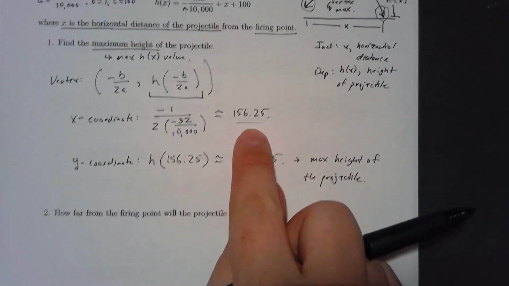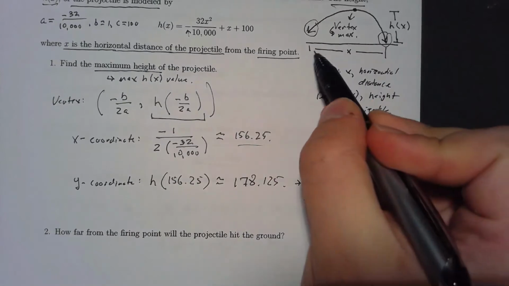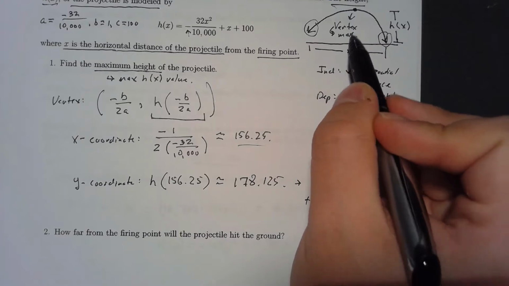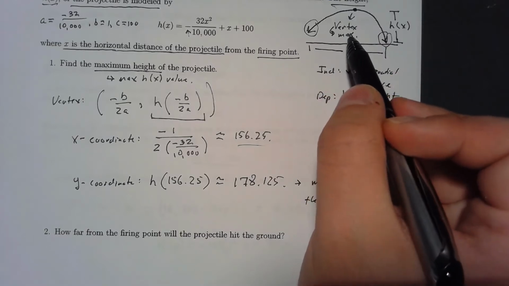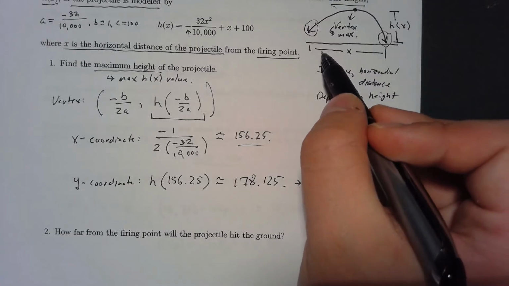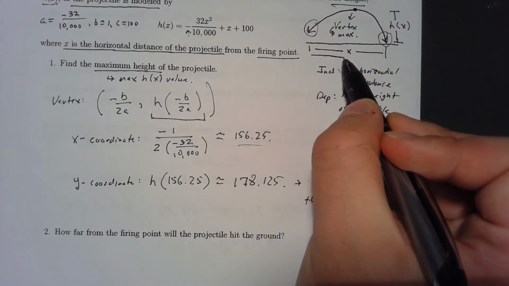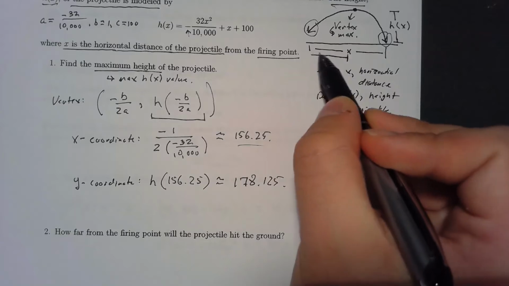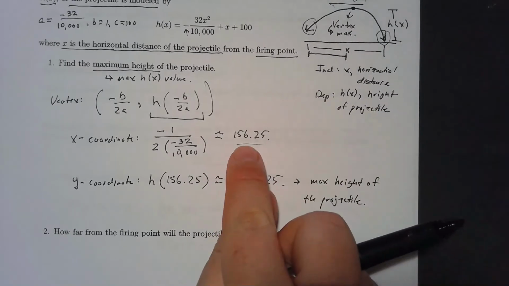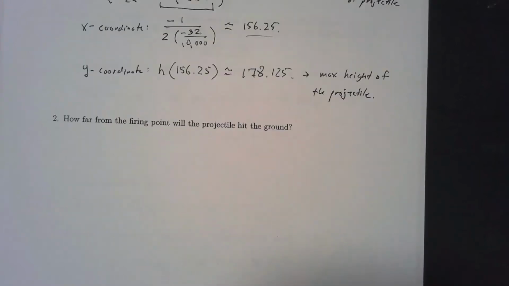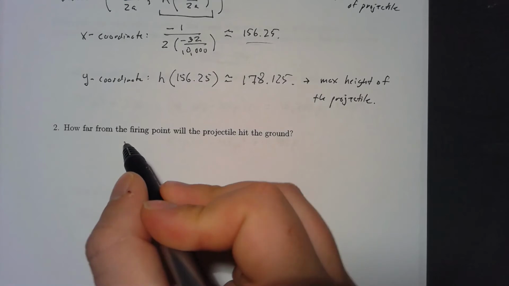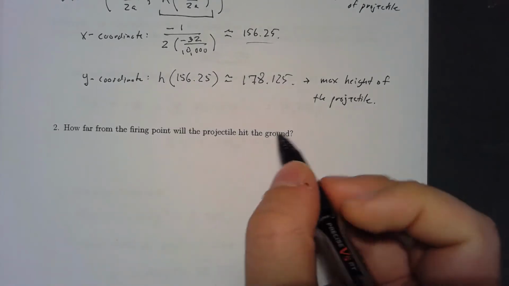Like I said earlier, this is the horizontal distance from where the vertex would be located, right? That's where the maximum height would occur. That's how far away you are horizontally from where it would occur. If you threw it from here, this horizontal distance here would be 156.25. But what this problem is saying is how far from the firing point will the projectile hit the ground.